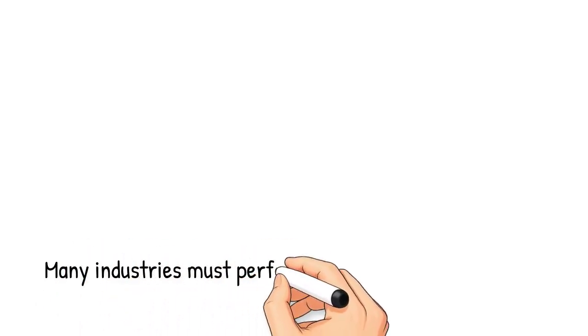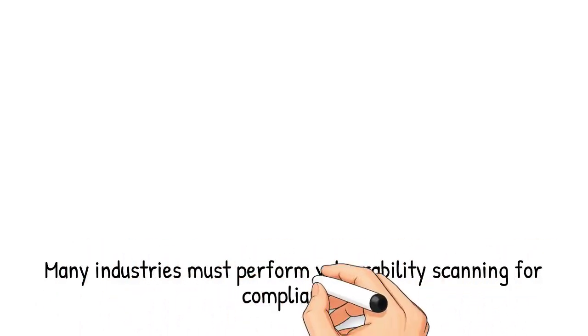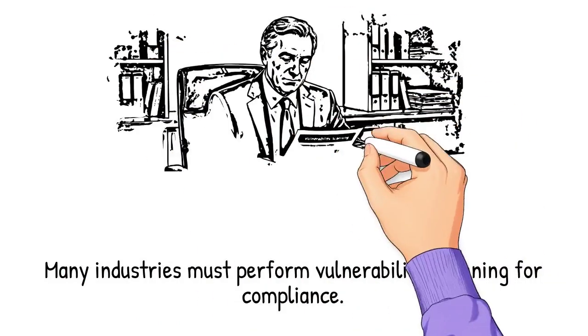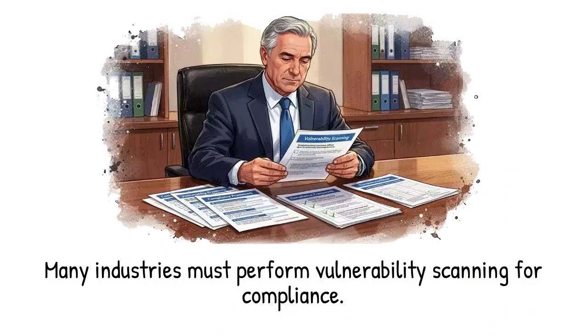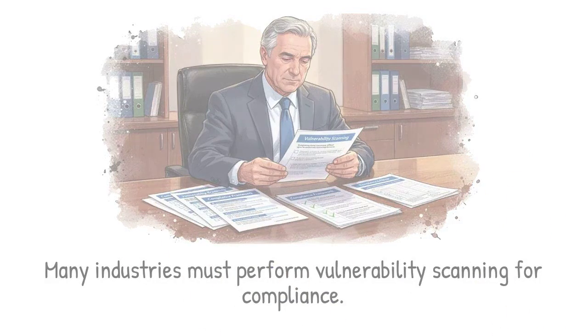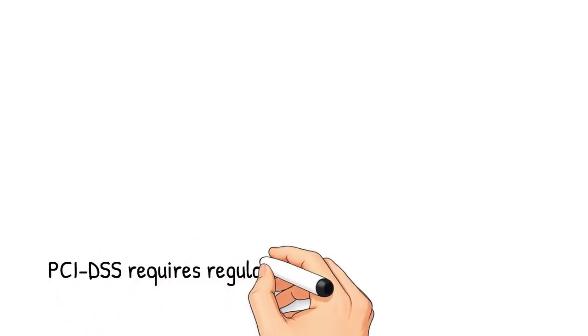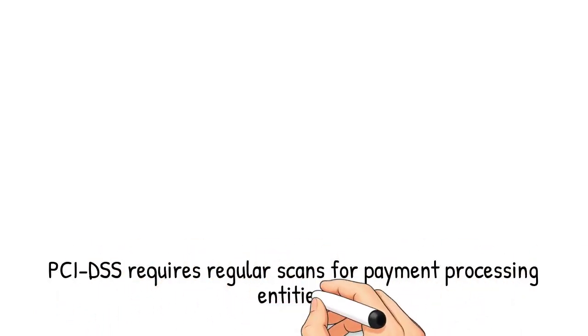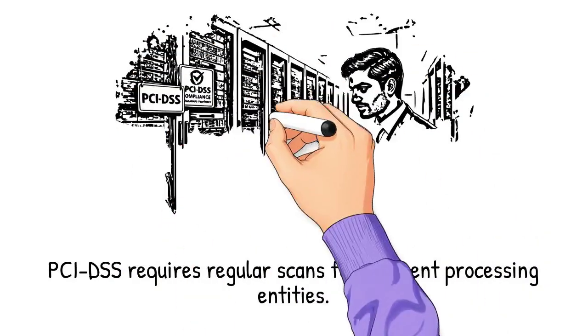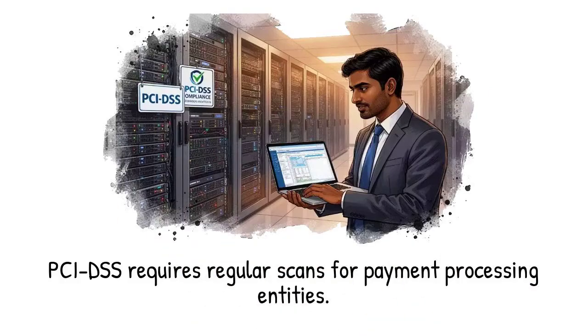Section 16. Compliance frameworks and vulnerability scanning requirements. Many industries are legally required to perform vulnerability scanning. Let's break down the major frameworks. PCI DSS, Payment Card Industry Data Security Standard, requires quarterly external scans, annual internal scans, scans after major changes, approved scanning vendors, ASVs, used by banks, payment processors, and e-commerce.